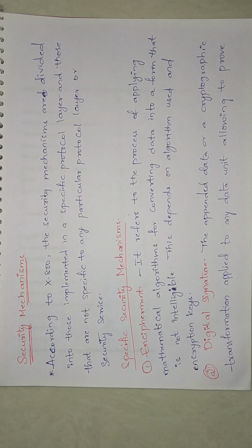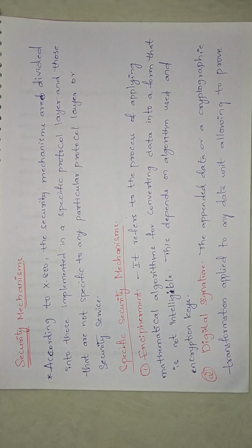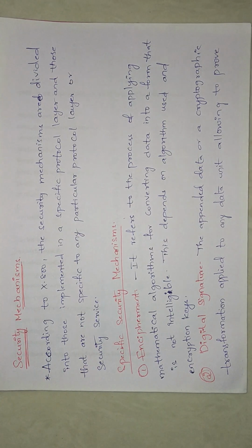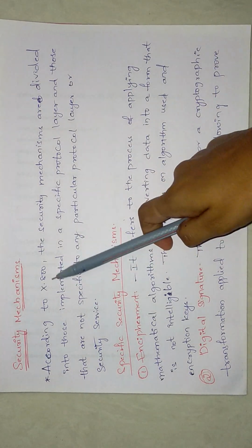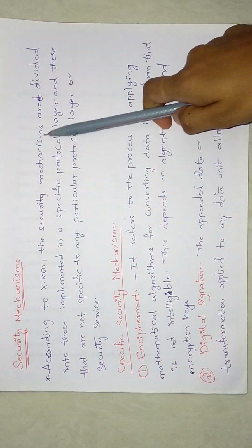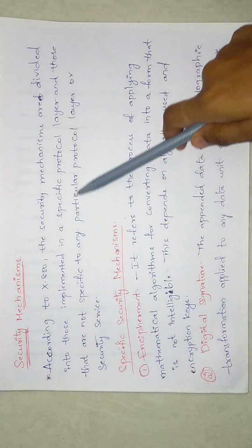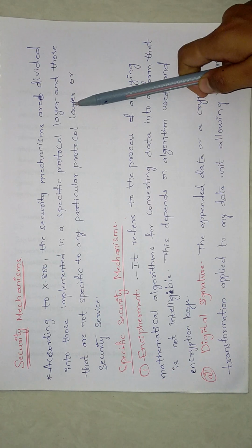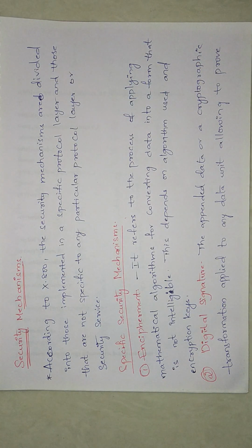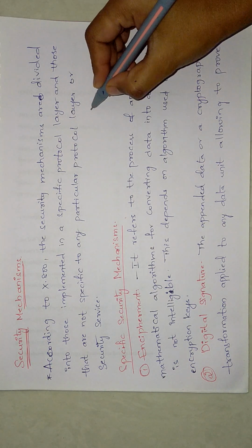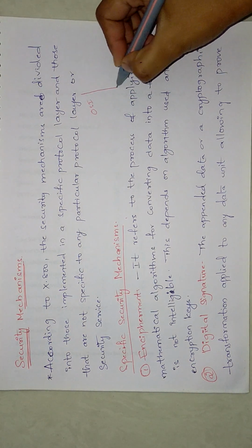Hello everyone. In today's video we are going to see what the security mechanisms are. According to X.800, the security mechanisms are divided into those implemented in a specific protocol layer, and those not specific to any protocol layer. So we have protocol layers, right? We have the OSI model, which has 7 layers.